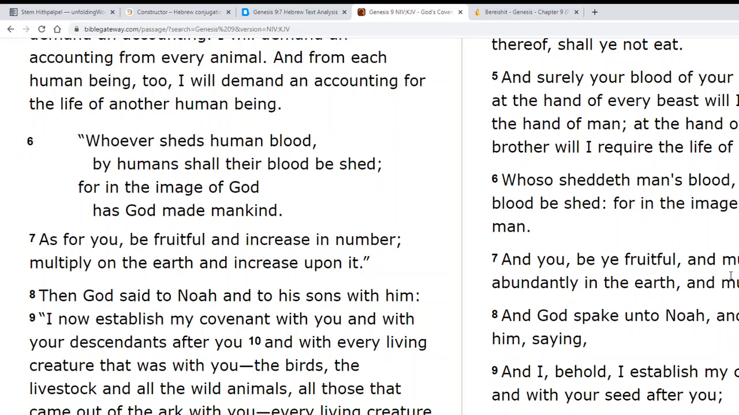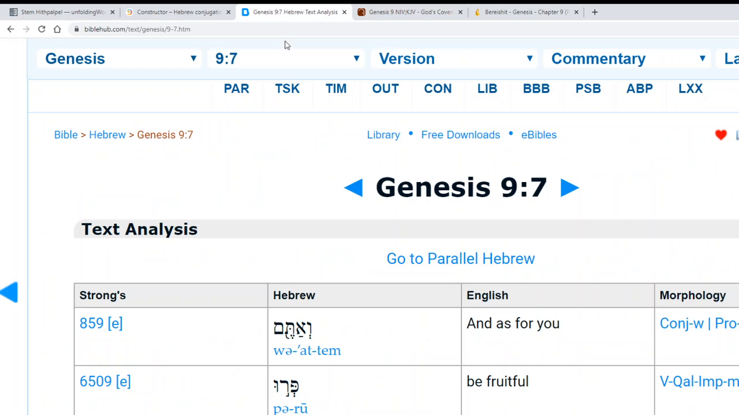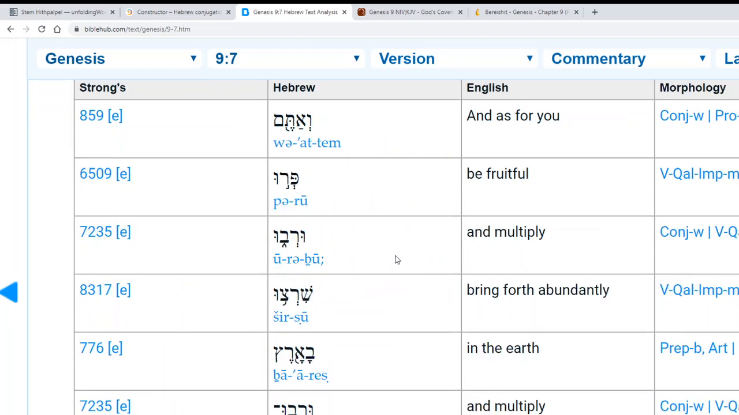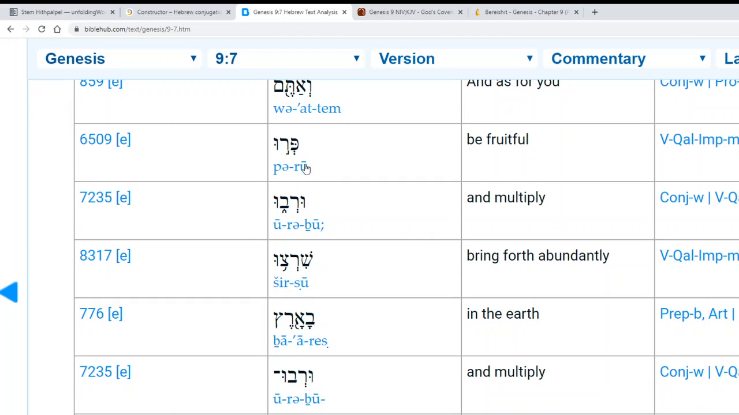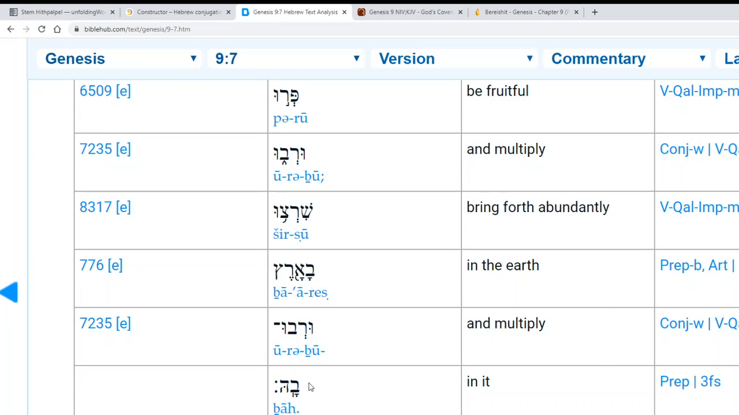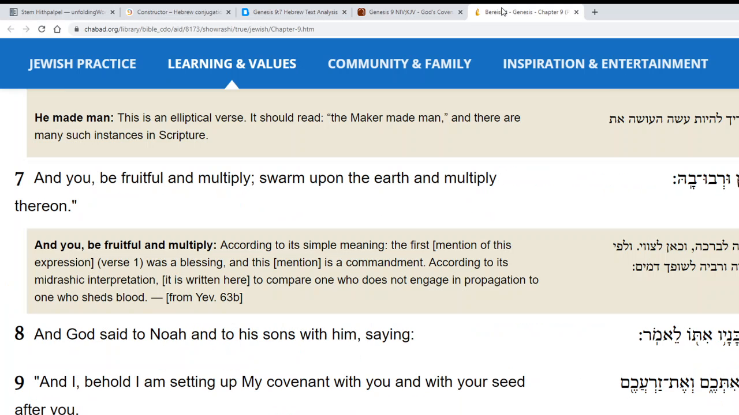And King James also does that. To me, it seems pruvu shirtzu. Oh, I see why that is. So you see the vav, pruvu, right? The vav is there. Pruvu. Be fruitful and multiply. Shirtzu va'aretz uravu va. I see why they would do that. Yeah, so that makes sense.